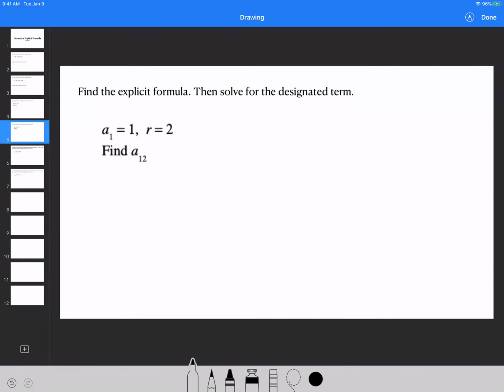Try this question and first find out for me what the explicit formula would be. Remember, the explicit formula always has the nth term in it. Number 2, find a sub 12 by using the formula.